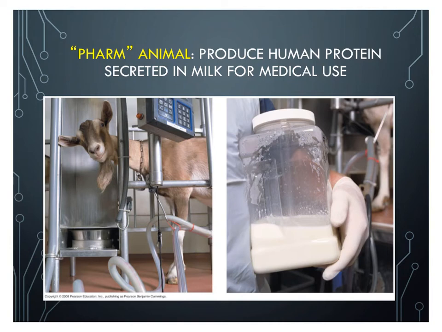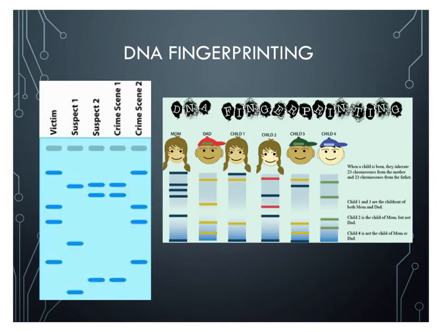Another example is what we call farm animal. This is a produced human protein secreted in milk for medical uses. Again, these are all just farm technologies, animal technologies that we're using biotech for. DNA fingerprinting, specifically of children.